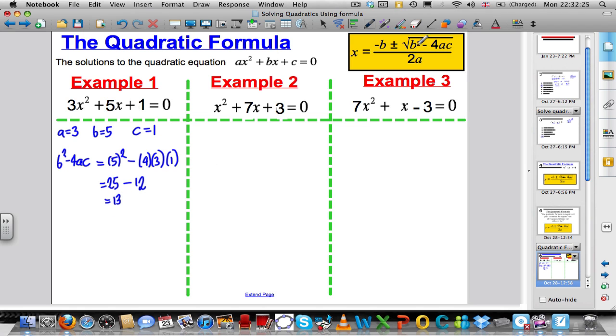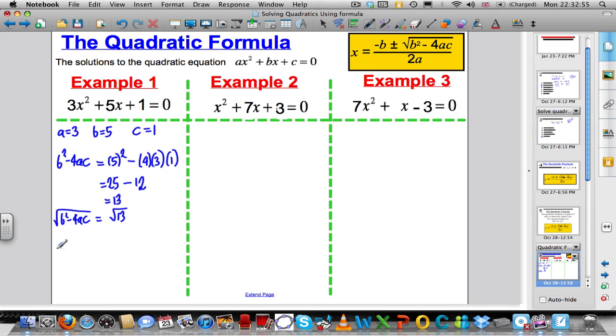So this thing underneath the square root, b squared minus 4ac, which I said was called the discriminant, is equal to 13. Then I'm going to square root it just to make substitution easier. The square root of b squared minus 4ac is therefore the square root of 13. Okay, we've worked out this bit in the quadratic formula. Now I'm going to substitute my b and a into the rest to find out my x's.